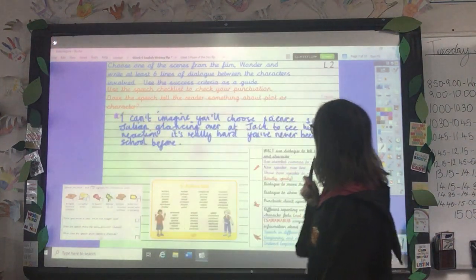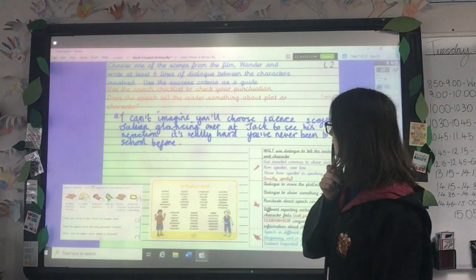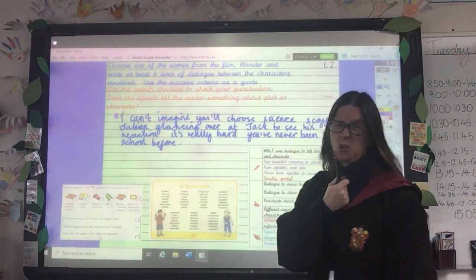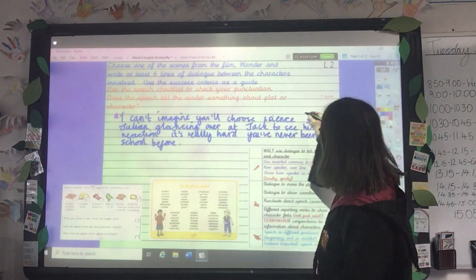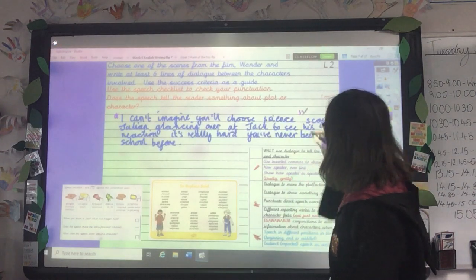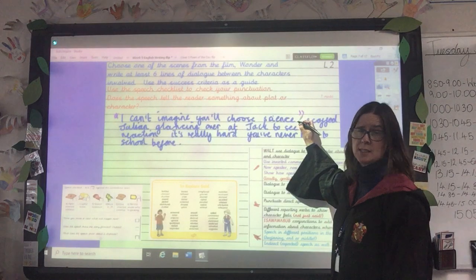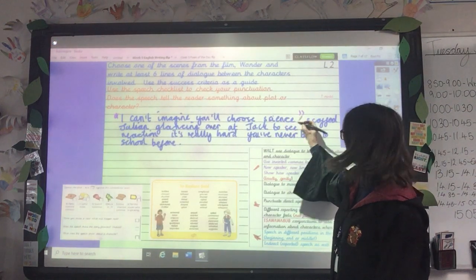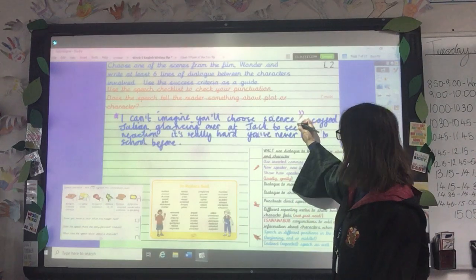"I can't imagine you'll choose science," scoffed Julian. Now, where does my speech end? "I can't imagine you'll choose science." So that's the end of that bit of speech. And here, it's not the end of the sentence completely. It's the end of that bit of speech, but it's not the end of the sentence. So I don't need a full stop. I'm going to put a comma.